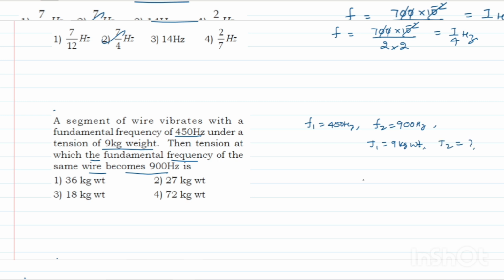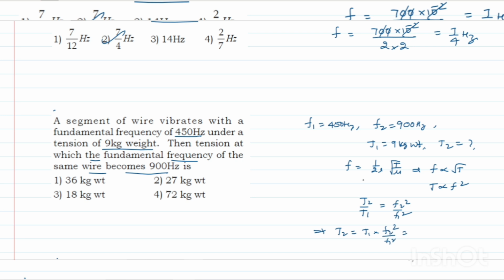And you know the relation between frequency and tension is f equals 1 by 2L into root over T by mu, which is directly proportional to root T. F is directly proportional to root T, and T is directly proportional to f square, which is nothing but T2 by T1 equals f2 square by f1 square. So T2 equals T1 into f2 square by f1 square.